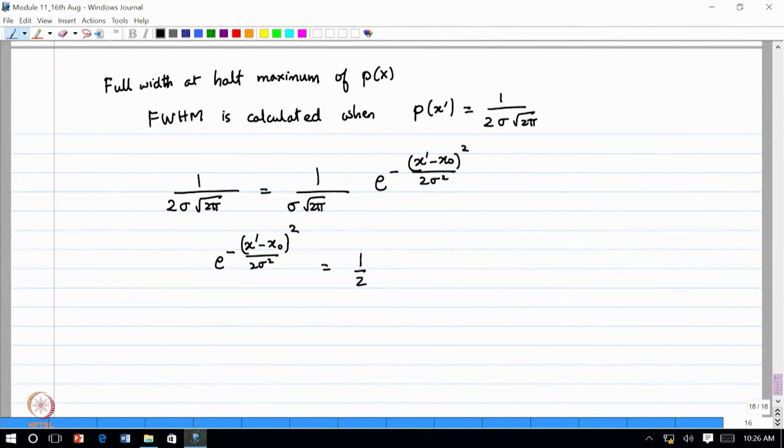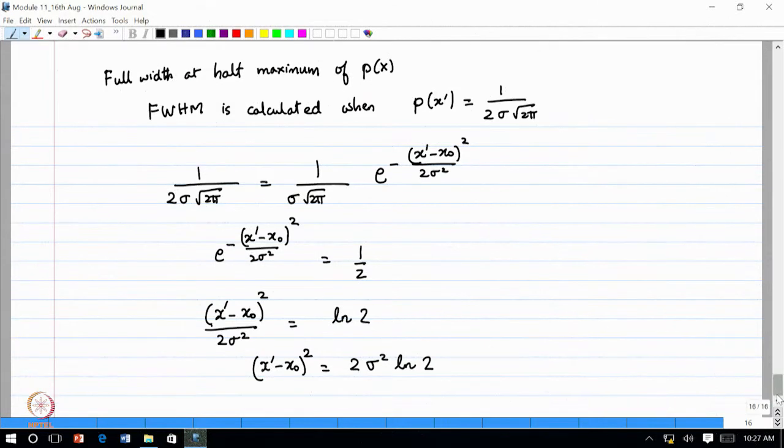Okay. So basically e to the minus x prime minus x 0 whole square divided by 2 sigma square is equal to half. If you take logarithm on both sides, logarithm of half is minus logarithm of 2, and so what you will get is x prime minus x 0 whole square divided by 2 sigma square equal to natural log of 2. Or you can write that x prime minus x 0 whole square equal to 2 sigma square natural log of 2. And this implies that x prime minus x 0 is equal to 2.